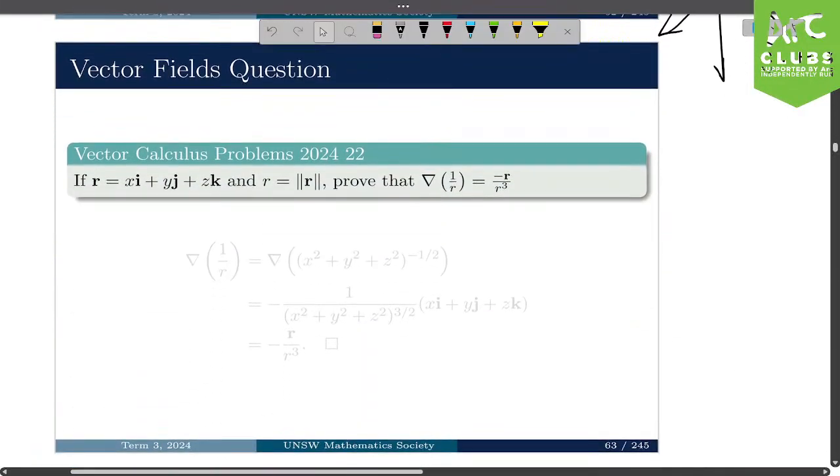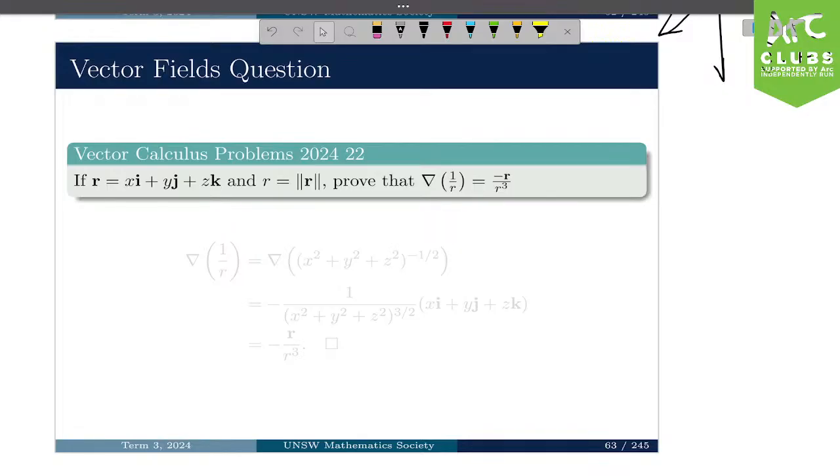Okay, so now we're going to actually use this nabla and try to prove this little identity that they've got here. Suppose that R, our position vector, is just the general position vector in 3D space, given by x, y, z, and we'll denote the magnitude, or the norm, of this vector by this. We want to show that nabla of 1 over R, or 1 over the magnitude of this vector, is equal to negative R divided by its magnitude cubed.